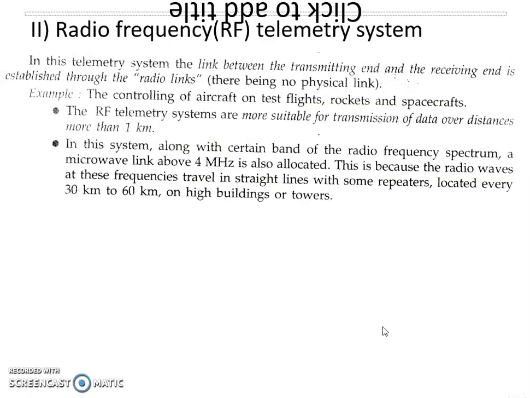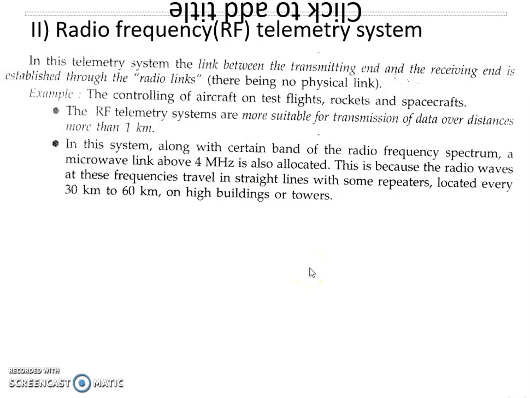In the case of a landline telemetry system, there exists a direct physical link between transmitter and receiver. But in the case of a radio frequency telemetry system, there is no direct physical link between the transmitting end and the receiving end. So in this system, the data is transmitted from the transmitting end to the receiving end by means of a radio link. Examples are the controlling of aircraft on test flights, rockets and spacecraft.